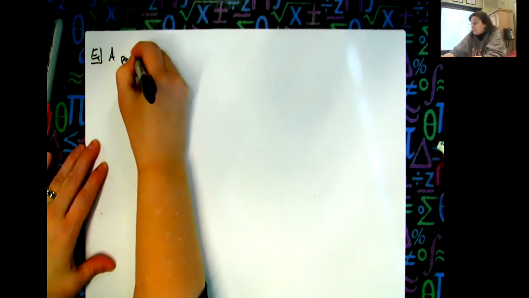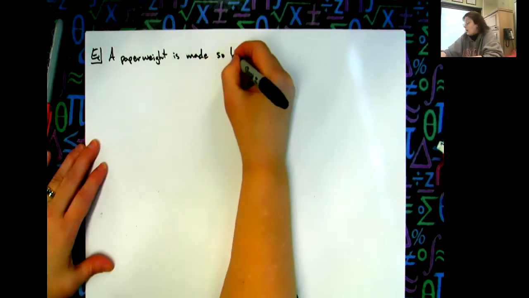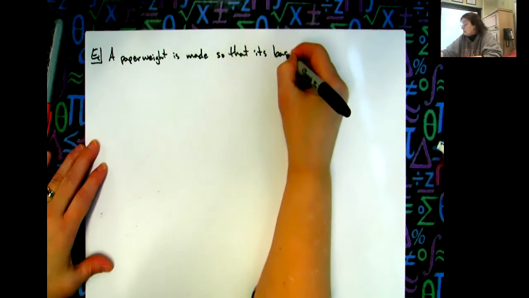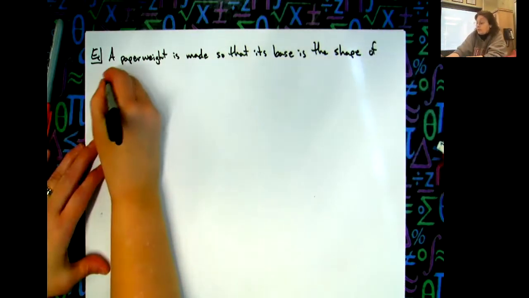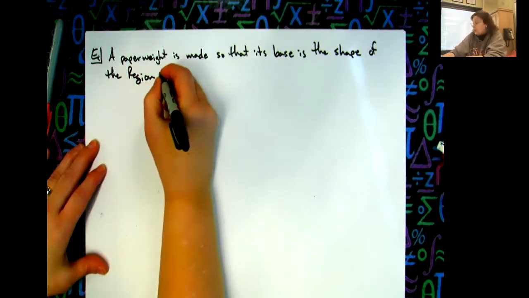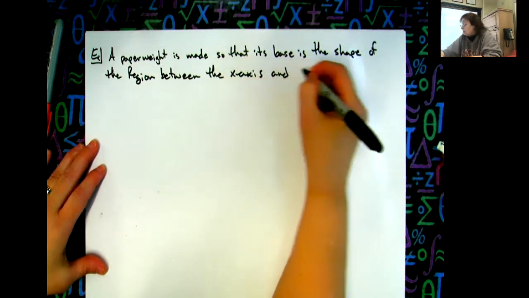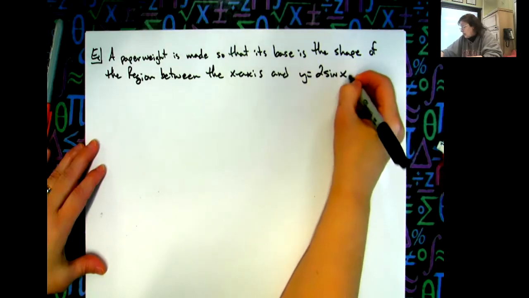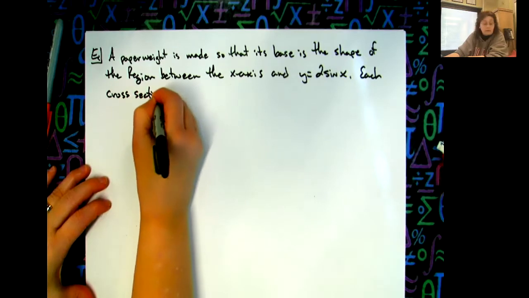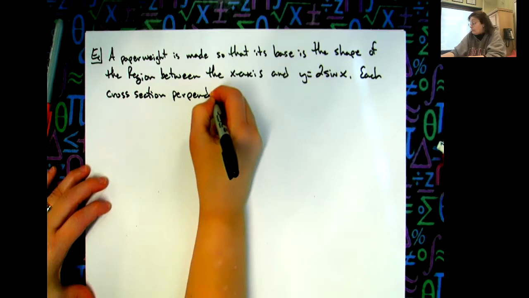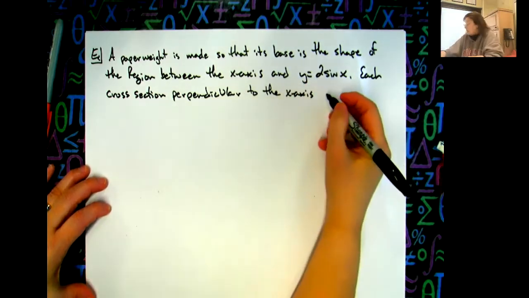say, a paperweight is made so that its base is the shape of the region between the x-axis and y equals 2 sine x. Each cross section perpendicular to the x-axis is a semicircle.